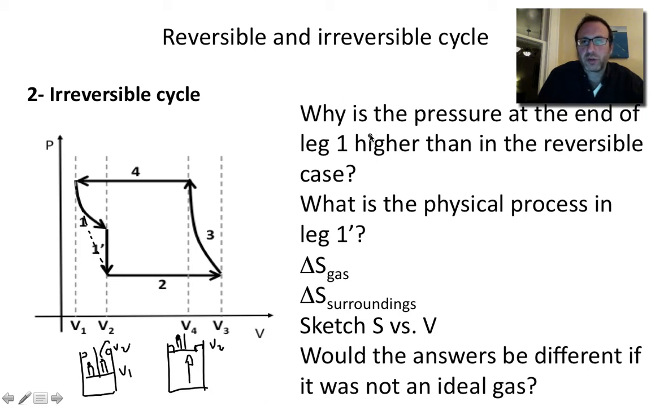Here's a list of questions. Why is the pressure at the end of leg 1, at the end of the only irreversible leg, higher than what we had in the reversible case where the pressure was here? So why is this pressure here, let me call it P2 prime, larger than P2? What is the physical process that occurs here? What is delta S gas? Is it positive, negative, or equal to 0? Delta S surroundings, positive, negative, or equal to 0. Sketch S versus V. And the last question is, what would the answers be if the gas were not ideal?